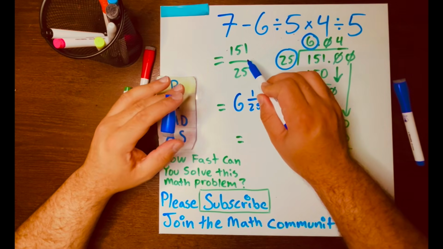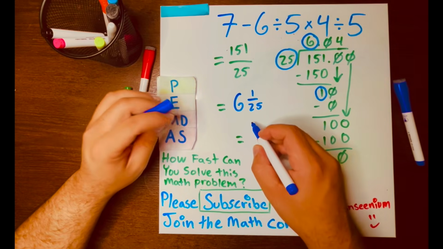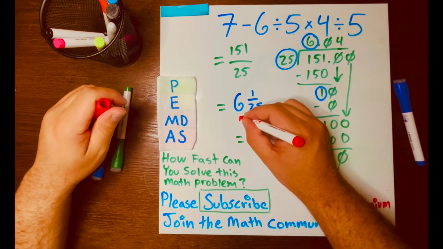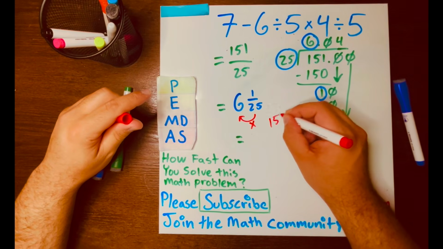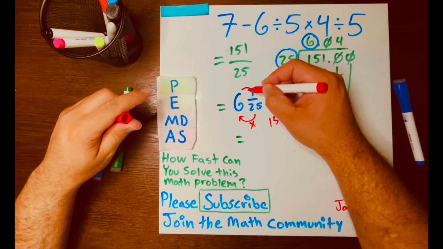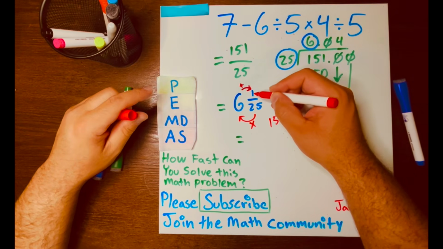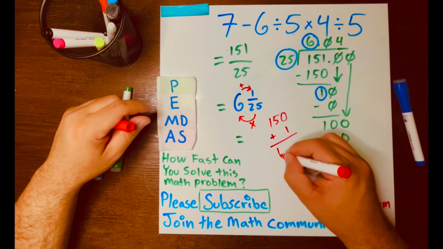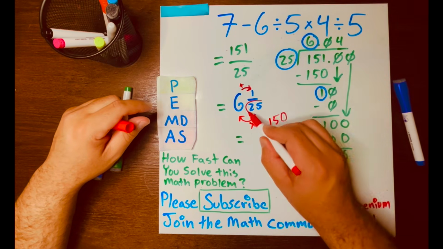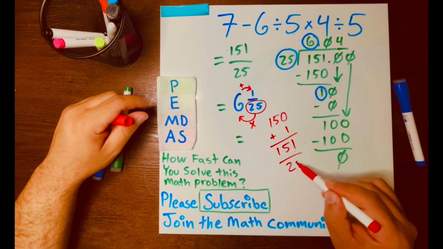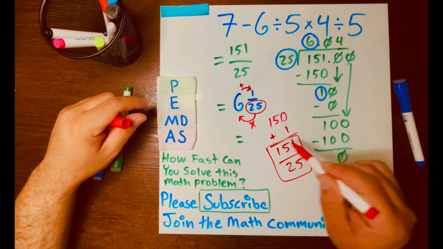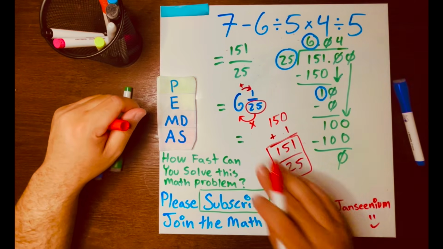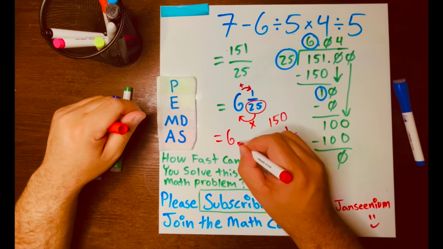And if you want to go back to this improper fraction answer, all you have to do is multiply 25 times 6, which is 150, and then you add whatever you have in the numerator. So that's 150 plus 1, which is 151, and then you always keep the denominator the same, so that's 25, and so you went back to your improper fraction answer, 151 over 25. And the decimal answer, you already have it, is 6.04.